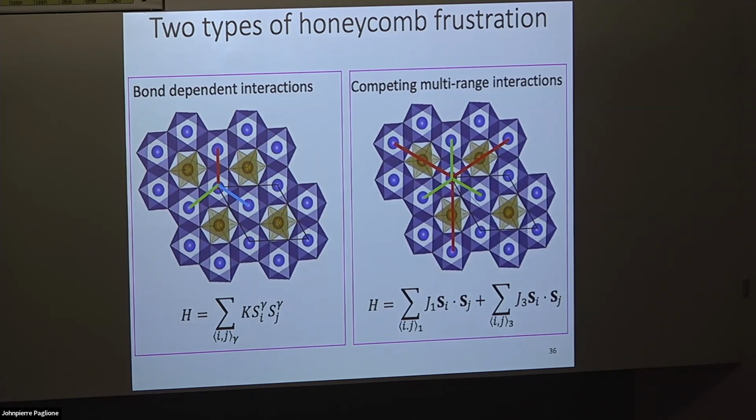But what we find in the cobalt material is that what instead is playing a role is a multi-range competition. So it's a competing multi-range interaction. I do have near-neighbor interactions which are in fact fairly isotropic, and then I have a longer range interaction to this point, and these cannot simultaneously be satisfied. So it's actually a competing first and third near-neighbor interaction, which seems to be relevant in this material.